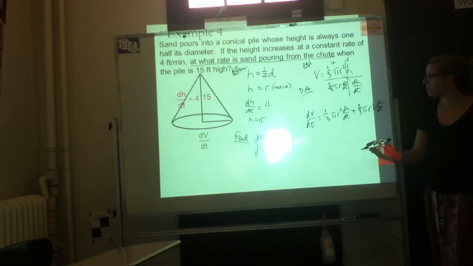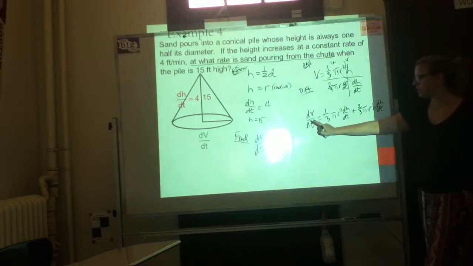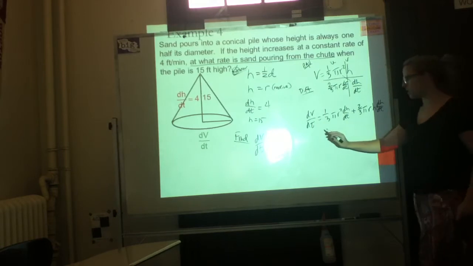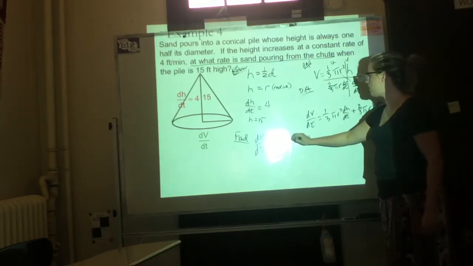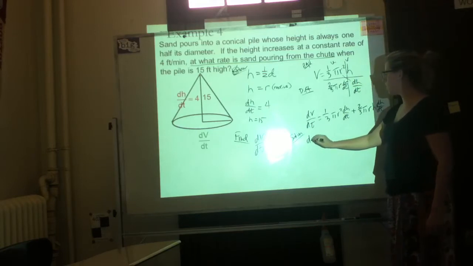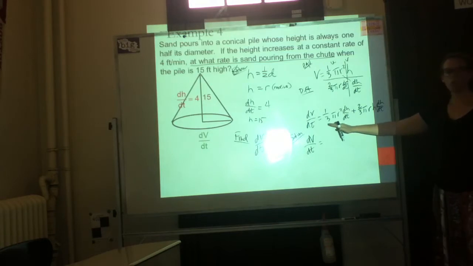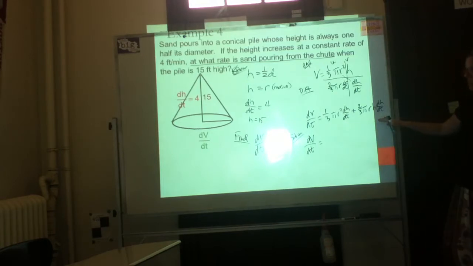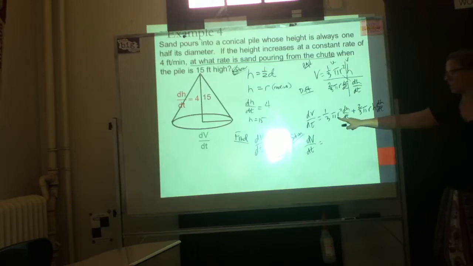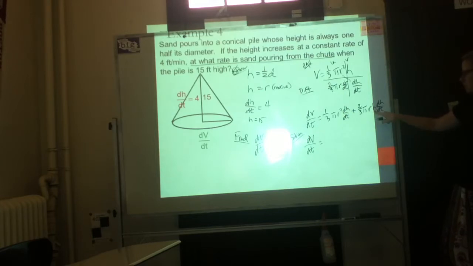Now I'm going to substitute in. I know dv/dt is what I need to find. So this is step 5, sub in and solve. So dv/dt equals. In theory, I need to know all of these things. So take a second and substitute in. You should know what r is, you should know what h is, and you should know what dh/dt is. Substitute them all in, and then you just simplify and go from there.